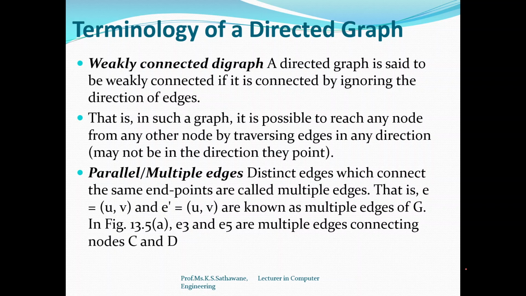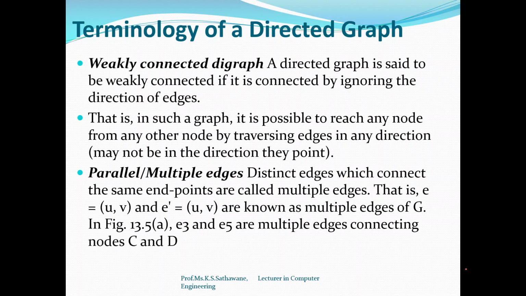Now what is a weakly connected graph? A digraph is said to be weakly connected if it is connected by ignoring the directions of edges. That is, in such a graph, it is possible to reach any node from any other node by traversing edges in any direction, maybe not in the direction they point. Means direction makes no sense in a weakly connected graph.